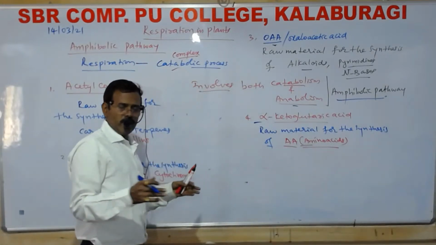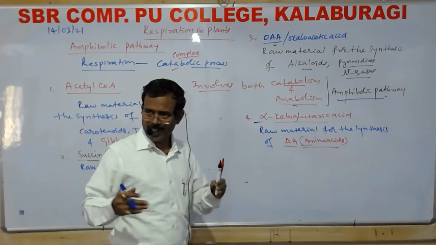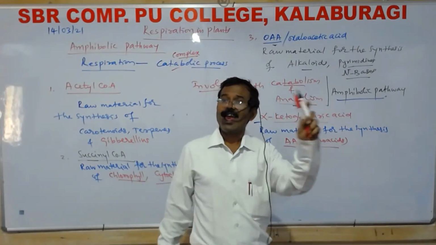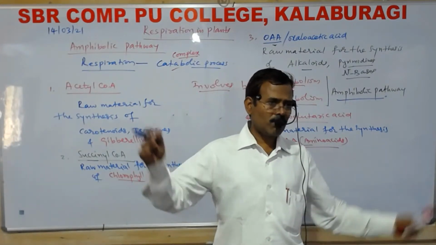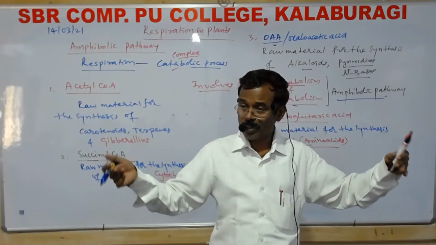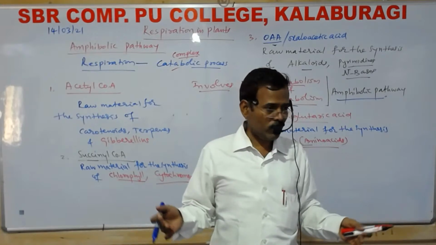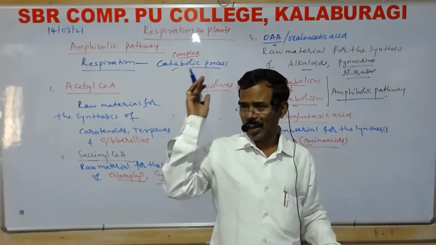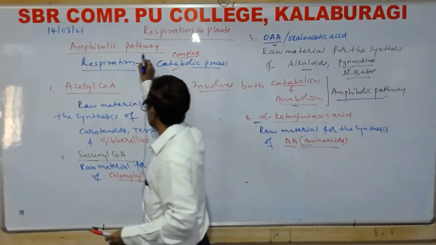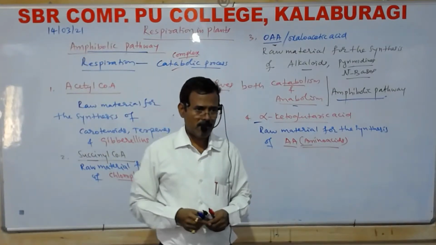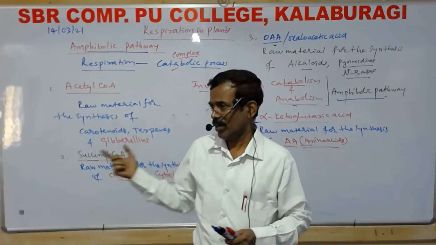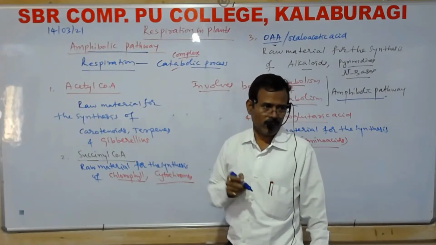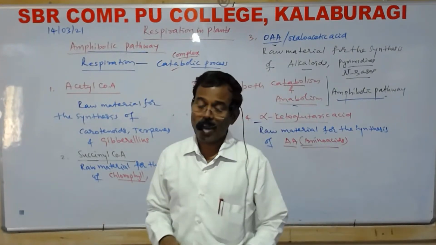So the various intermediate compounds produced during Krebs cycle are used in the synthesis of several other organic compounds. That's why it is anabolism. It not only involves the breakdown of complex organic molecules, but also involves the synthesis of other organic compounds. Hence, respiration involves both catabolism as well as anabolism. That's why it is known as amphibolic pathway. So try to remember, particularly the Krebs cycle, we call it an amphibolic pathway because of all the products produced in the Krebs cycle. So this is about the amphibolic pathway.